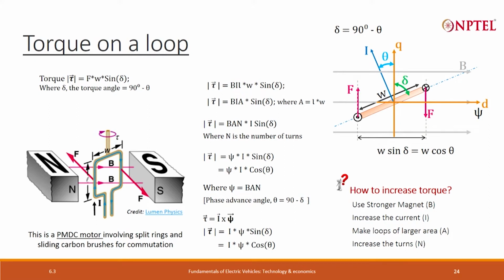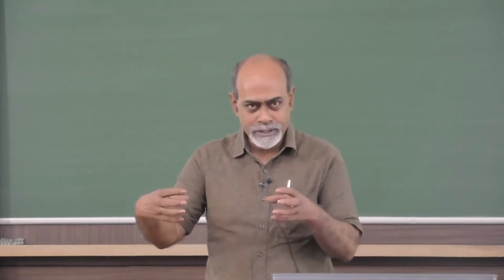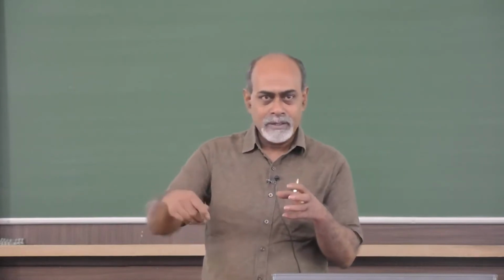Increasing the number of turns looks like a very attractive option because I just have to turn a little more copper turns and I will get more torque. It is actually a very good thing to do, but there is a constraint. The constraint is that there is only so much space inside. I put 2 turns, 3 turns, 4 turns, at some point I am going to run out of space, I can't put any more turns.